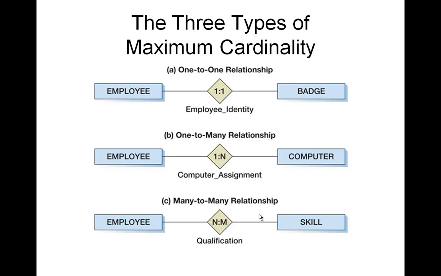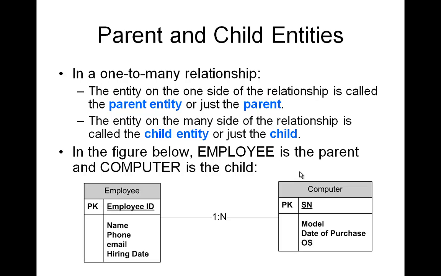The relationship between the two entities can be a parent-child relationship, which is one-to-many. The entity on one side of the relationship is called the parent, while the entity on the many side is called the child entity.